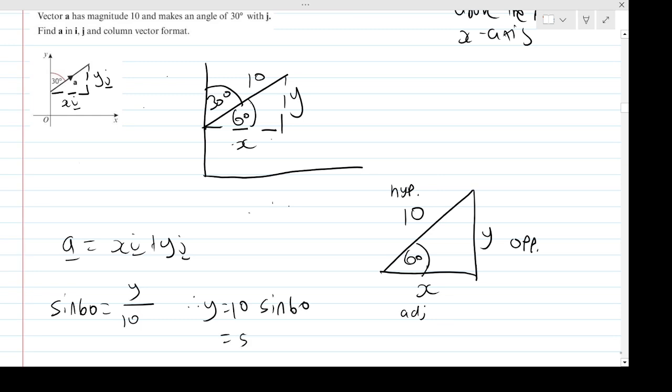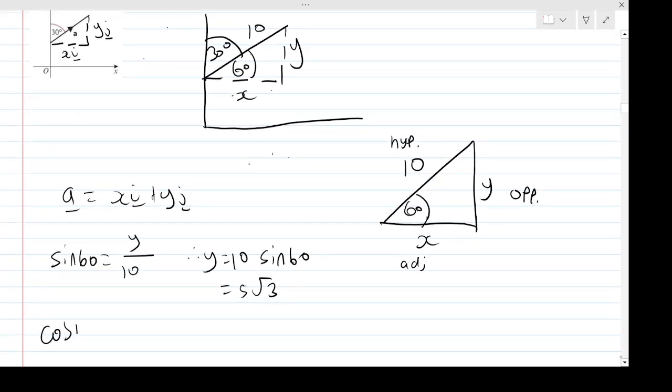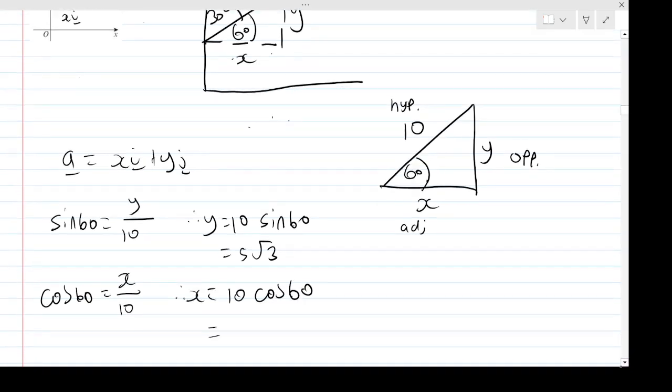5 root 3. And then likewise for x we can use cos, so cos of 60 is going to be adjacent, which is x, over the hypotenuse of 10. So therefore x is going to be 10 cos 60. If I put that in the calculator, that comes to 5, okay? So therefore I can say my vector A in this format is going to be 5i, so that's the x part, add 5 root 3, which is the y or the j part. 5 root 3 j, okay, and there we are.